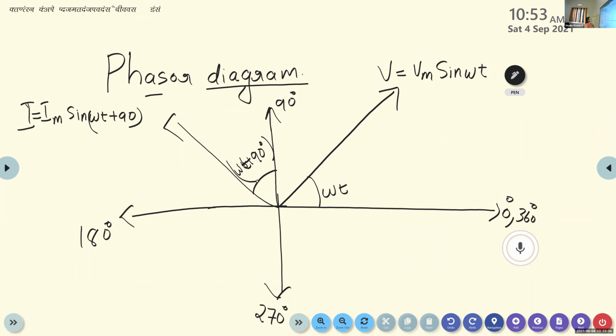It represents the phasor diagram for the current. I is equal to Im sin (omega t plus 90). In the case of inductor, it is omega t minus 90, that is, 90 degree is subtracted from the angle of omega t. In the case of capacitor, it is omega t plus 90.